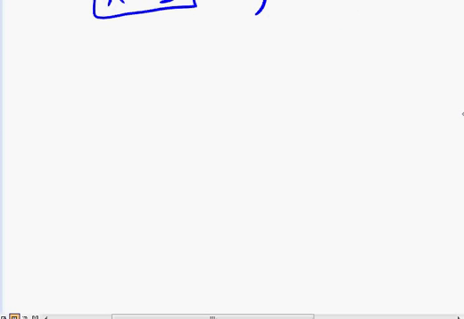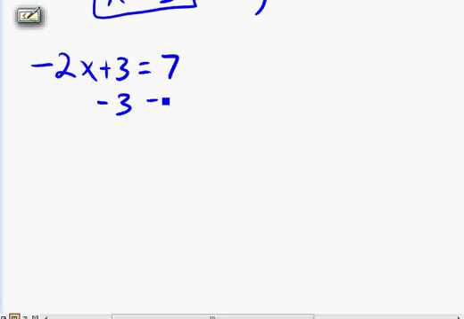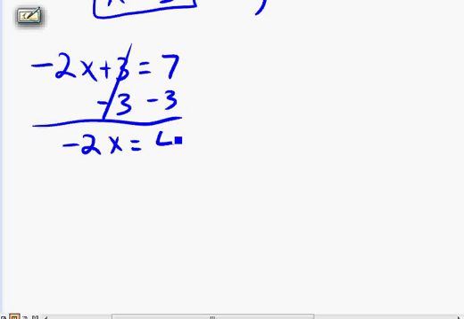Let's continue on. Well, how about this one over here? We have negative 2x plus 3 equals 7. Okay, let's do the same procedure. Minus 3, minus 3. I'm going to get rid of 3 first. We get negative 2x equals 4.